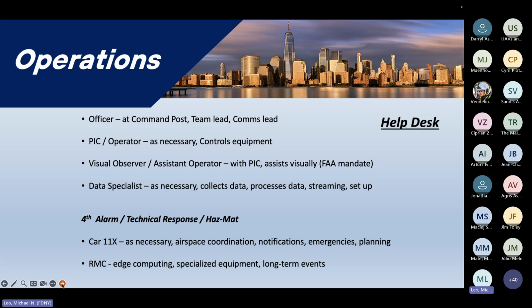The operator, basically, they're charged with just controlling the equipment, and we carry a visual observer day or night because of the landscape in New York City. And then we have a data specialist who basically helps get everything set up. But as everybody here who flies drones knows, most of the time they're just shuffling batteries and making sure the drone keeps going. So they're constantly charging batteries, and at the end they collect all the data, they process it, and they do all the post-processing back at the firehouse. And anytime, like I said, there's a 4th alarm, that's where you get the supervisor and the mobile command.